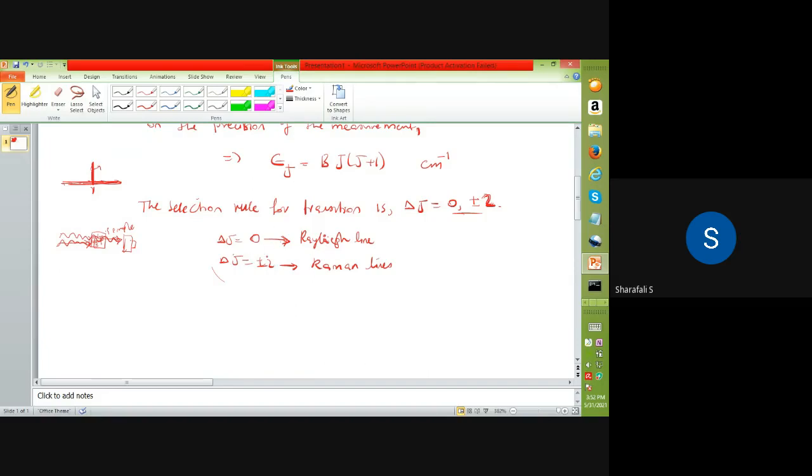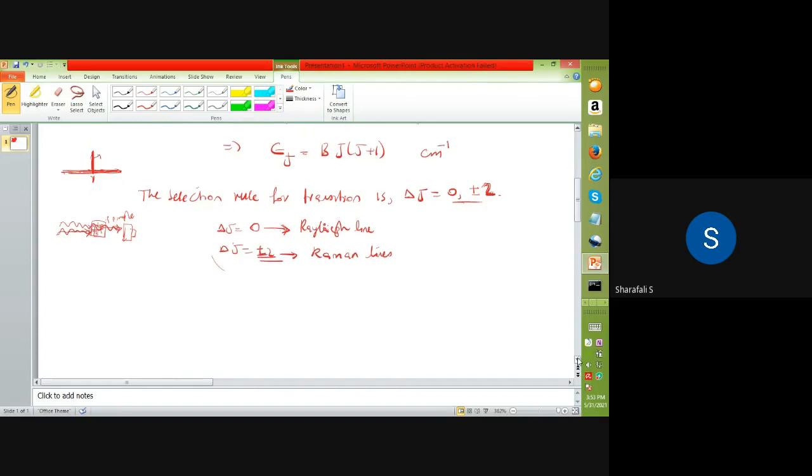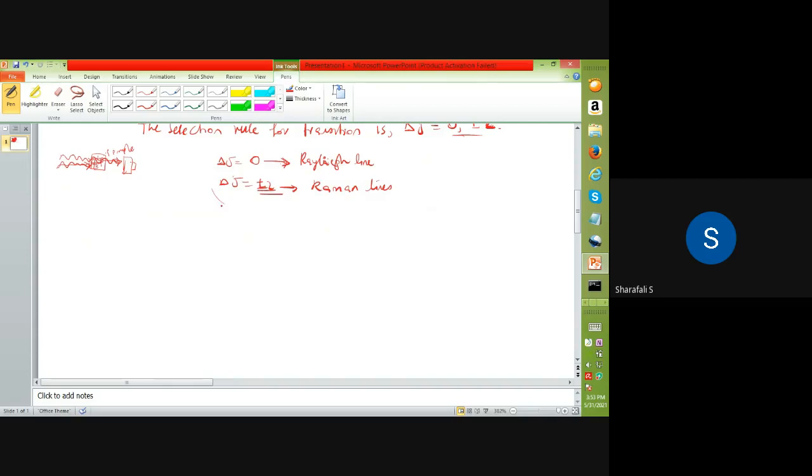So this selection rule is because of the symmetry of the polarizability, similar to polarization. If you consider the polarizability ellipsoid, there is some symmetry, and because of that symmetry it has the same appearance twice in a single rotation. That's why we get plus or minus 2. This is in your textbook also. So that's about delta J equal to plus or minus 2.